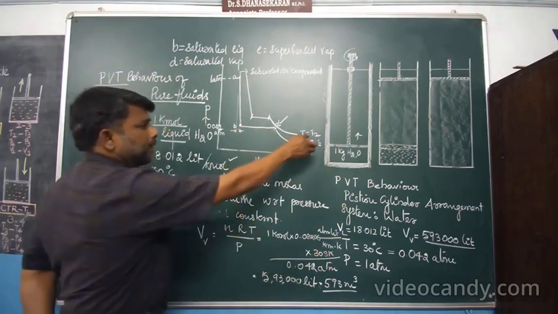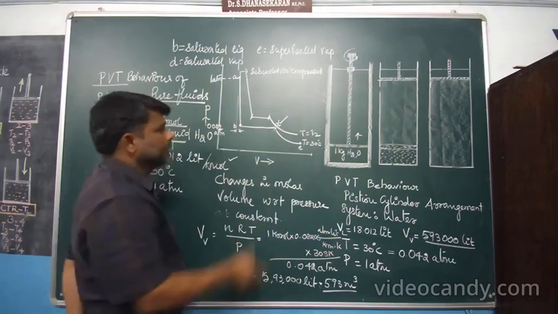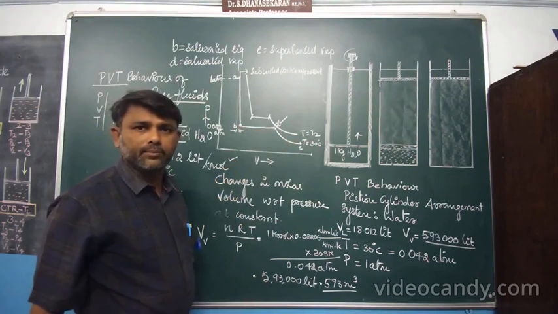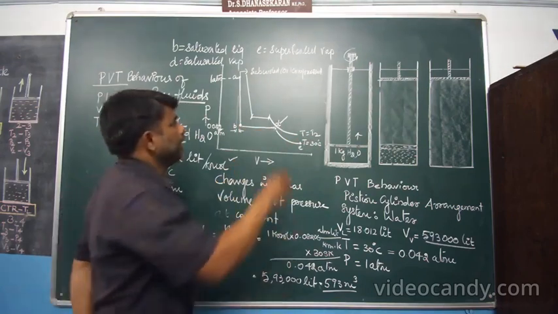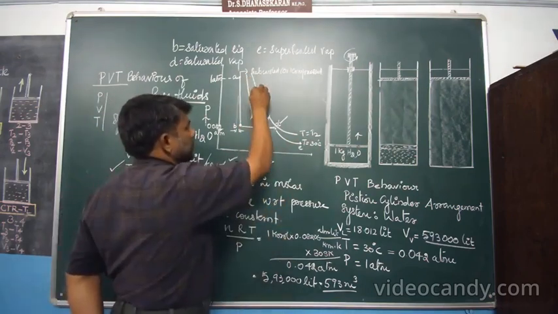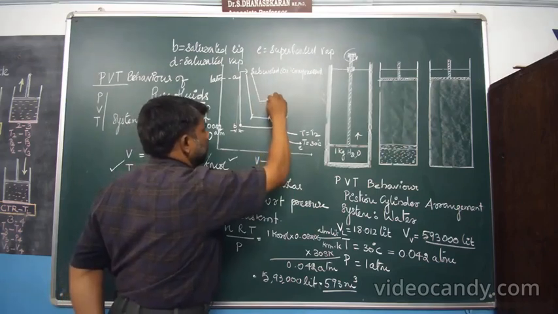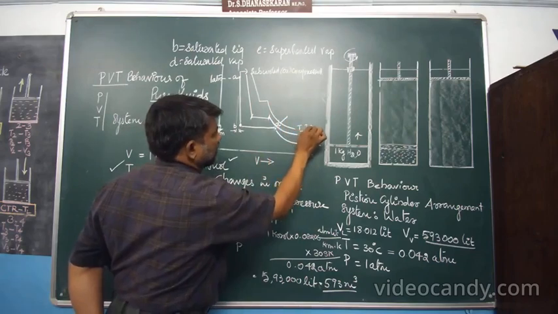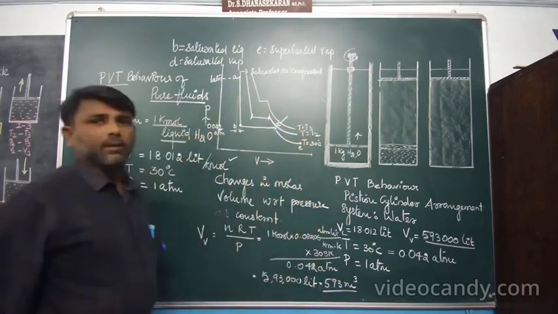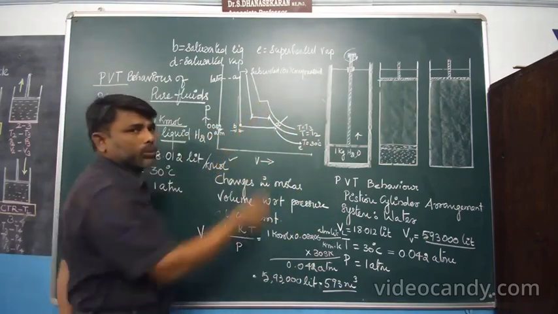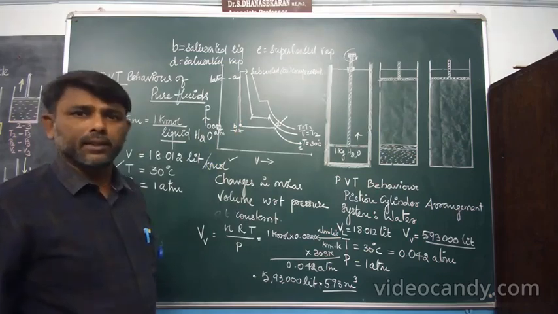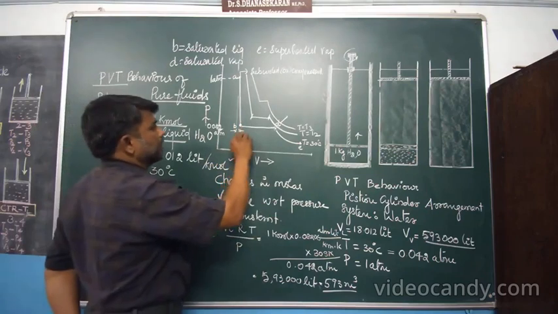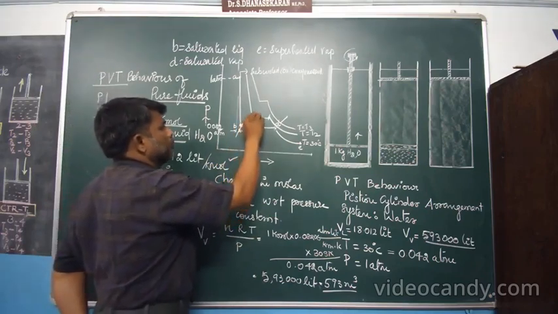When we increase the experimental temperature, the length of the horizontal portion decreases. Again, if you are increasing the temperature, the trend is similar. Two discontinuities. Temperature is T3. Again, the length of the horizontal portion decreases. Clear? The loci are connected by a dome-shaped curve.